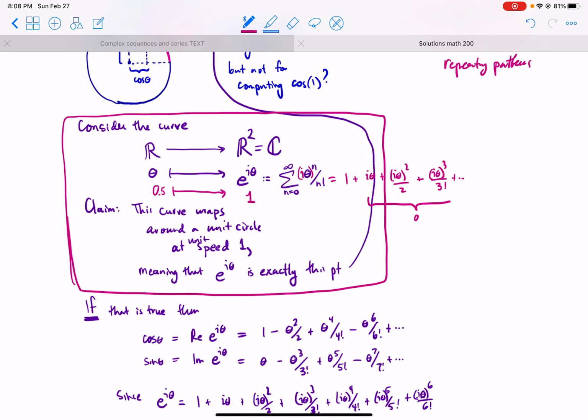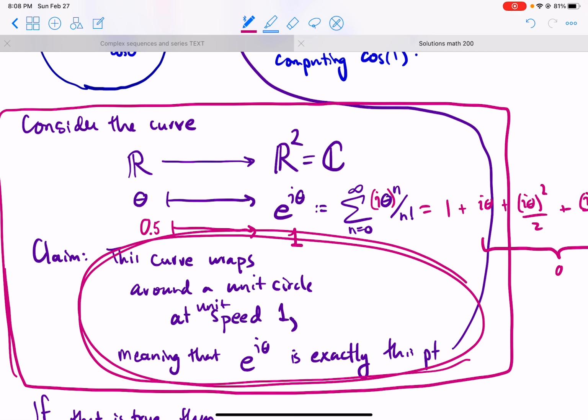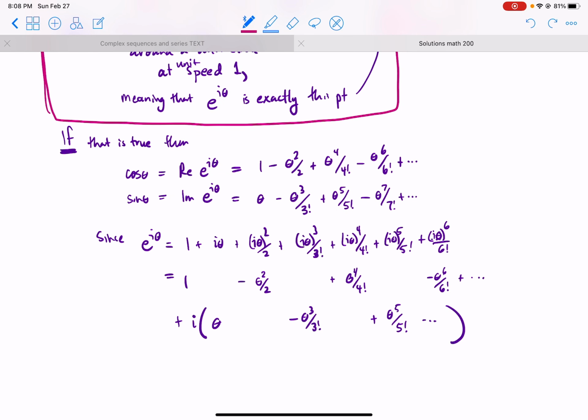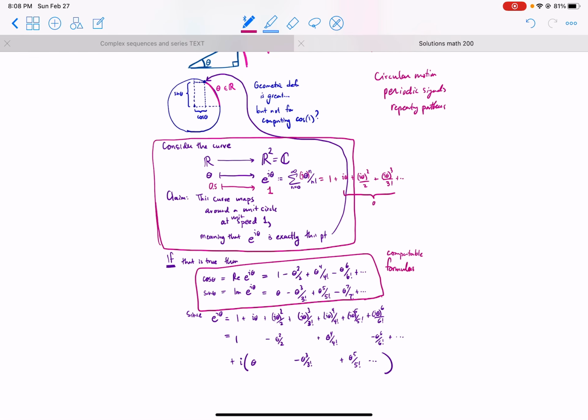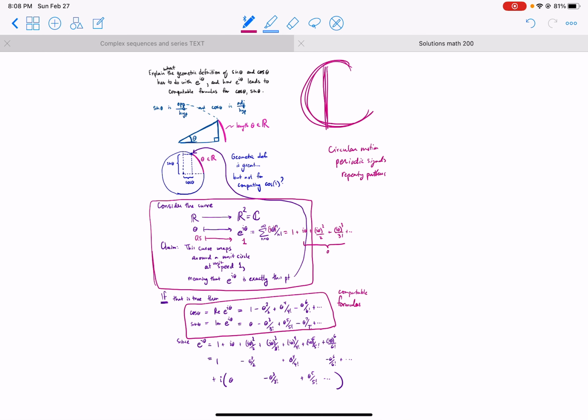Okay, so consider this curve. We need to prove this. Let's do that next video. Let's prove that this curve wraps around a unit circle at unit speed. And then we have these great formulas for the cosine and sine right here. Computable formulas. Okay. That's all for this video. Let's prove this in the next video.